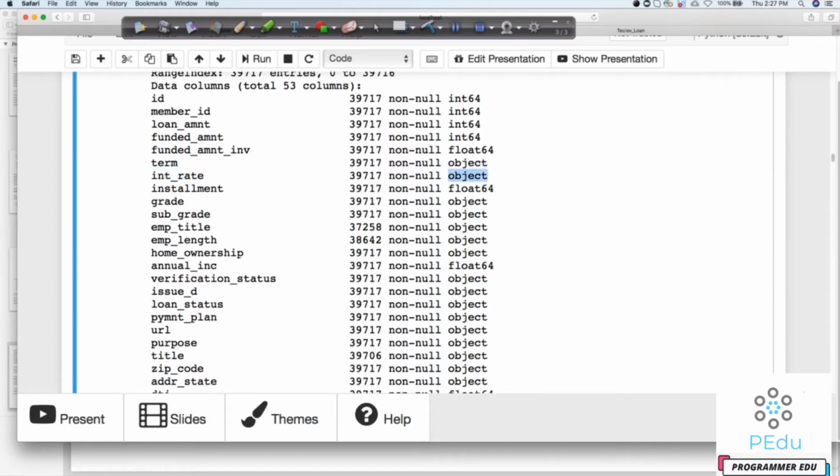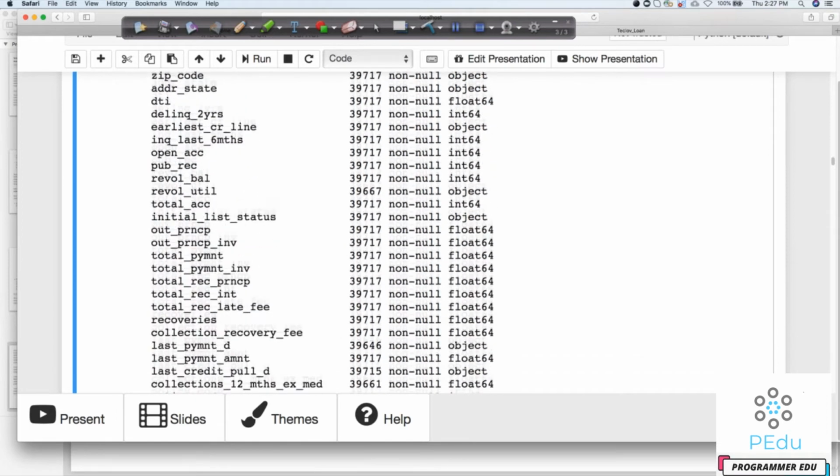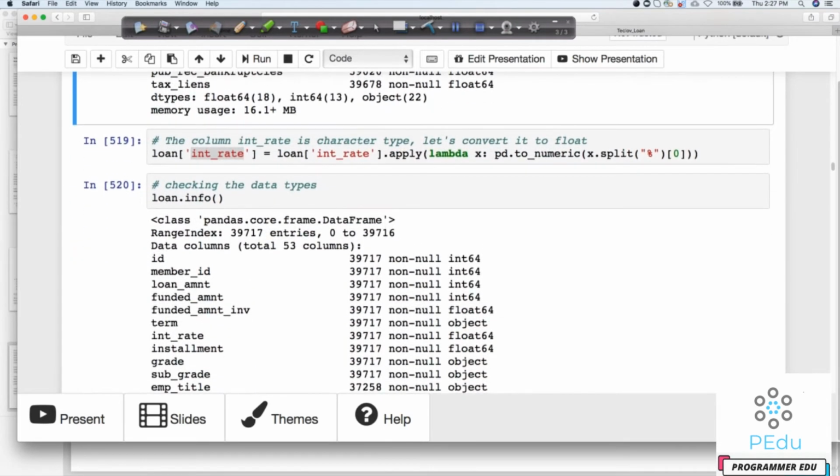So this interest rate can be an important factor. So we would like to convert it to integer, because that will make more sense, right? So we are converting it using a lambda function and converting it to an integer numeric value.